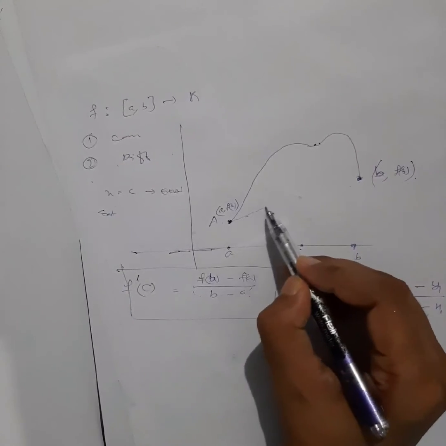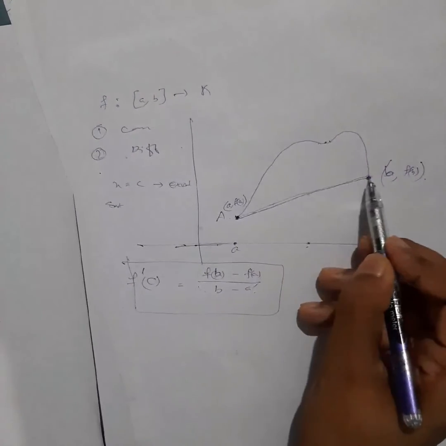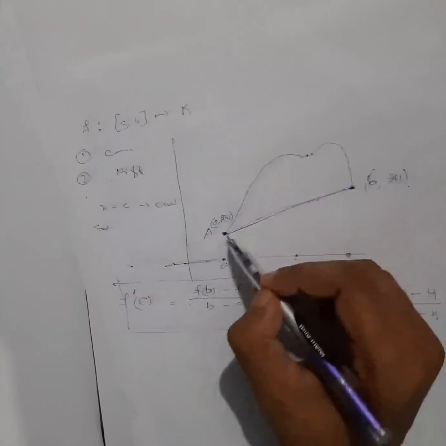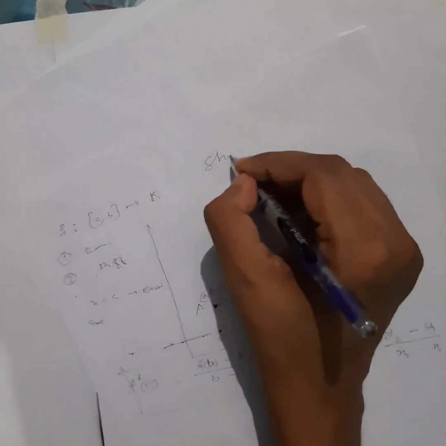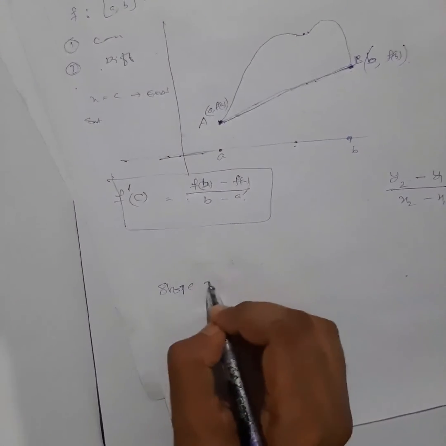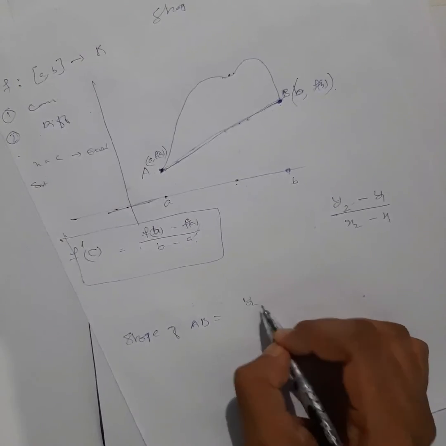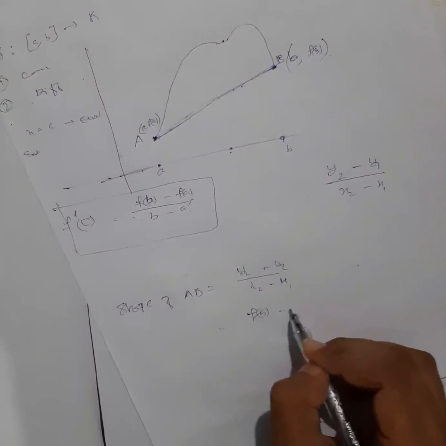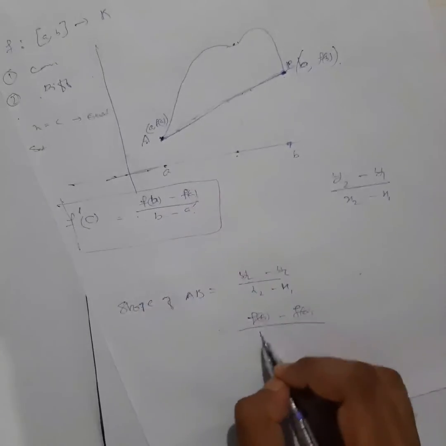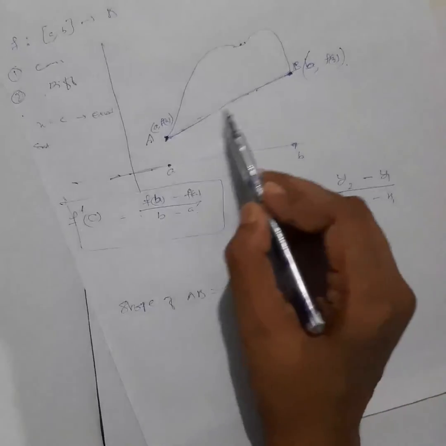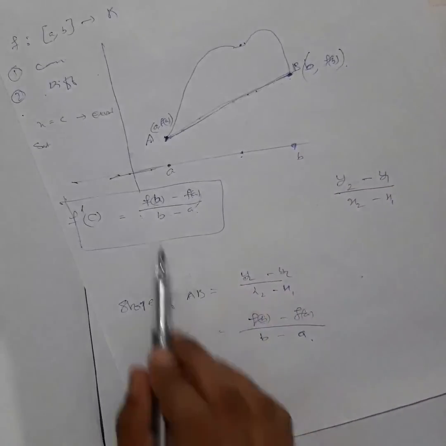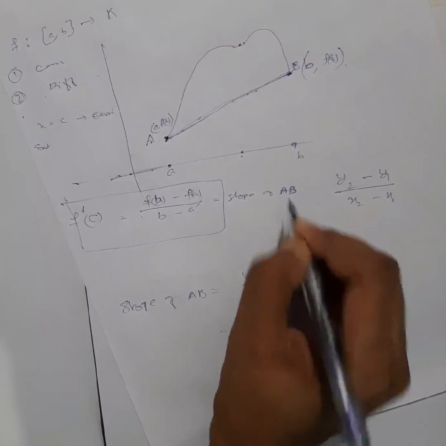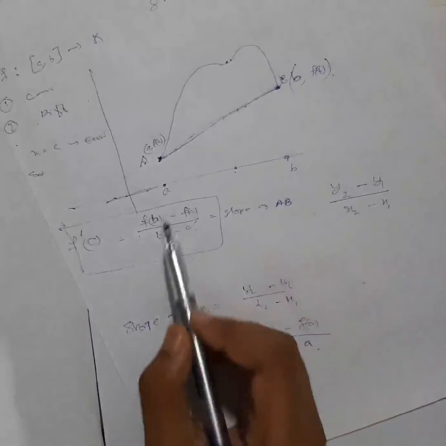Now if I ask you to find the slope of this line, how did you find it? Remember, if I have 2 points on a line, I can always find the slope of the line, right? So slope of AB will be (y2 minus y1) by (x2 minus x1). This is the formula, right? So here it is (f(b) minus f(a)) by (b minus a). This is nothing but the slope of this line. So this and this are the same, so I can say this is nothing but the slope of AB.